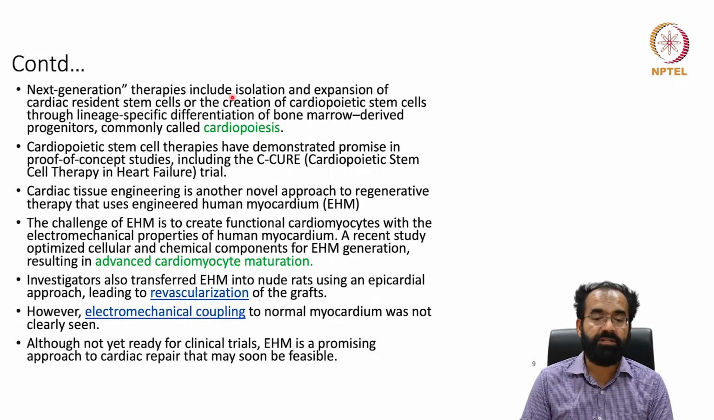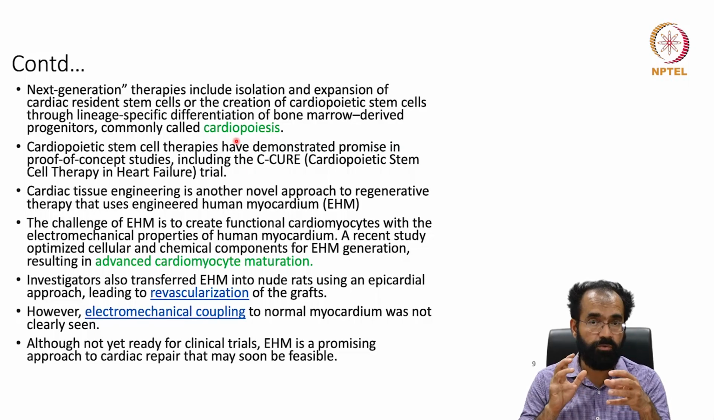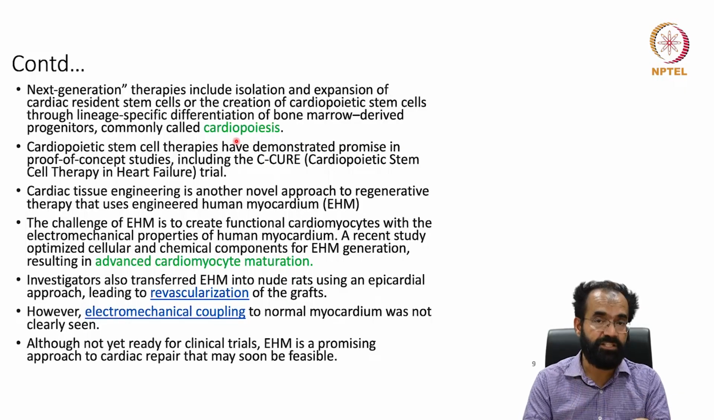So the next generation therapies include the isolation and expansion of cardiac resident stem cells, or the creation of cardiopoietic stem cells, not from bone marrow or any other tissues, through the lineage specific differentiation of bone marrow derived progenitors, commonly called cardiopoiesis. Even if your source can be anything, you first make stem cells that are specific to the cardiac tissue. This is the first step, and then it is less likely that it will change its identity. Cardiopoietic stem cell therapies have demonstrated promise in proof of concept studies, including C-Cure, a cardiopoietic stem cell therapy in heart failure. That is the full form of the trial.